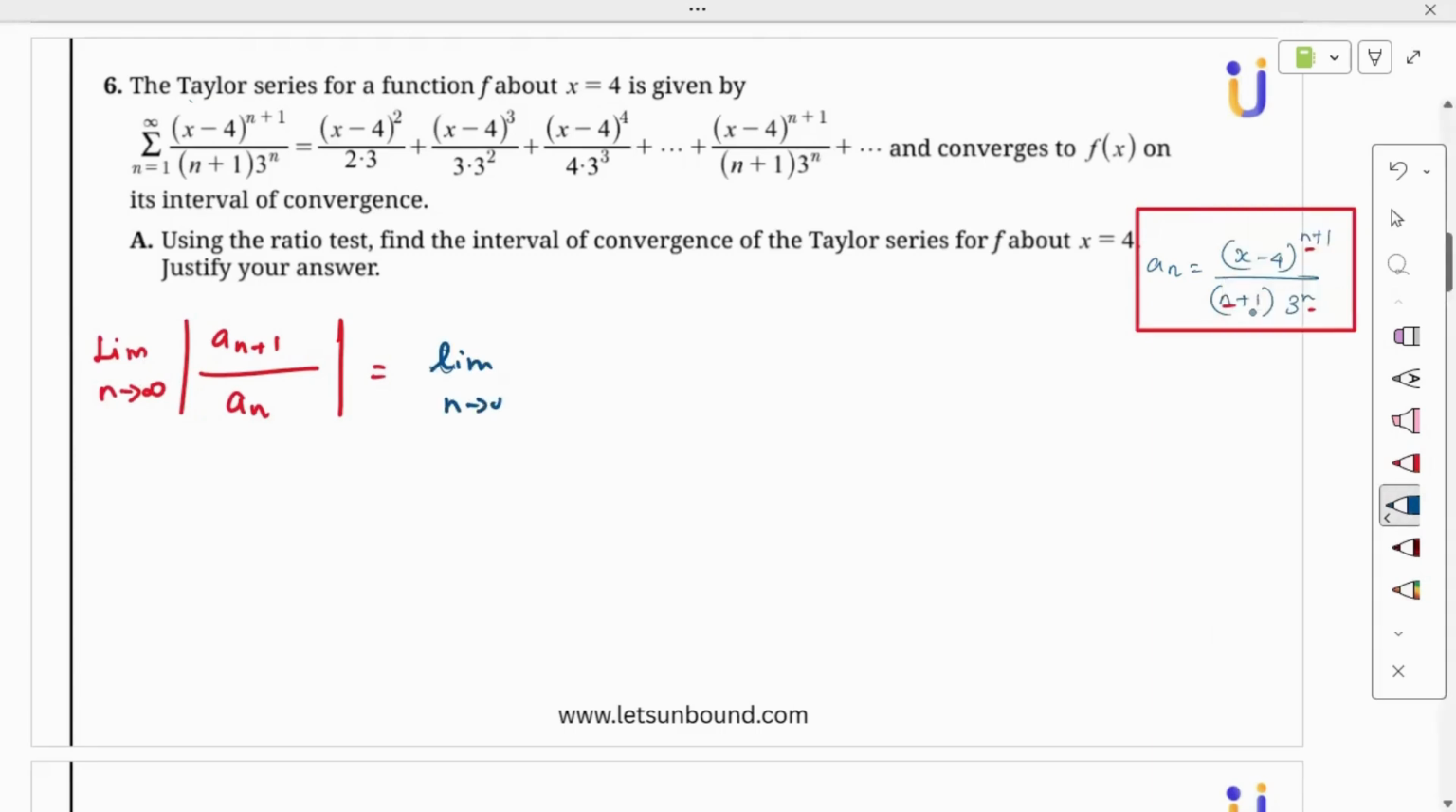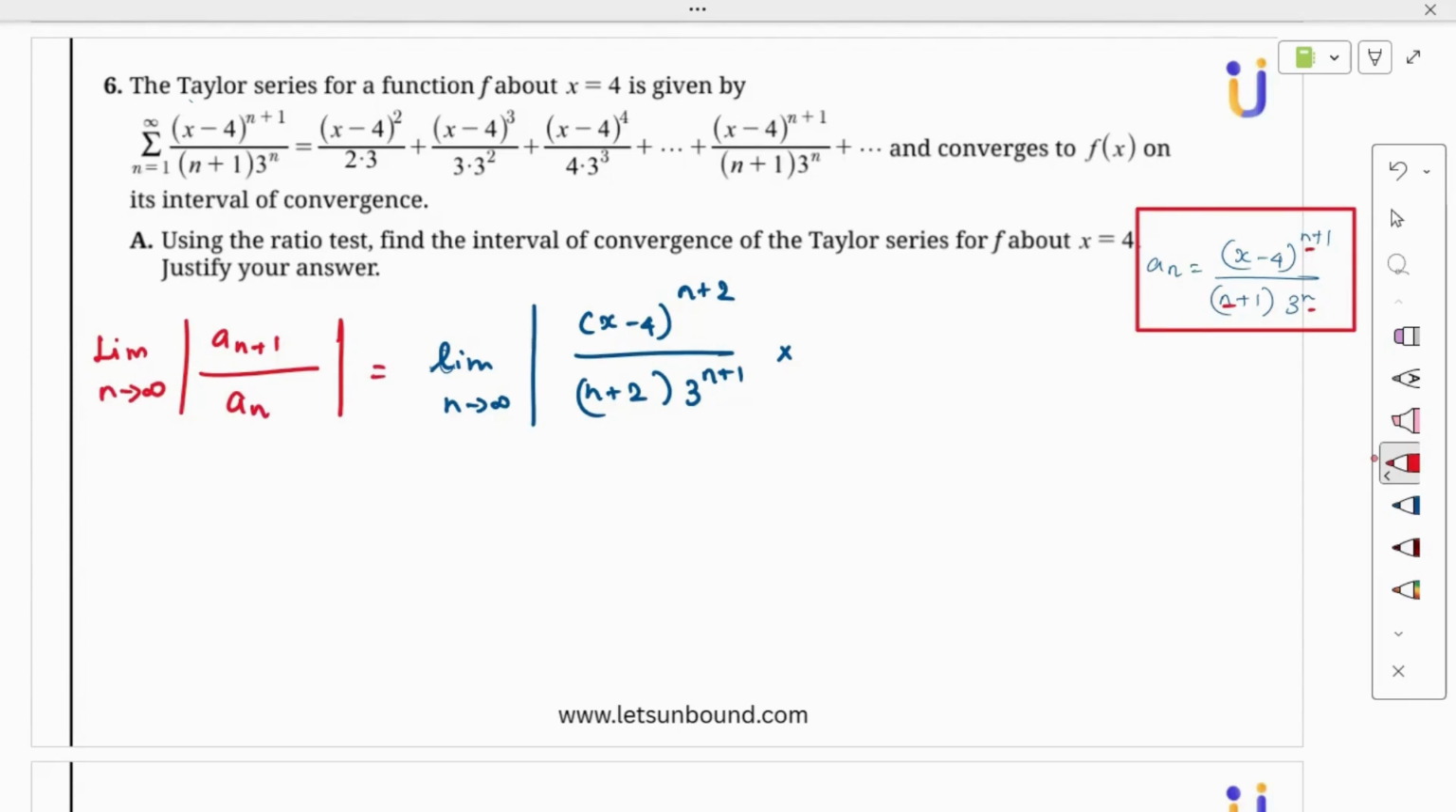as n tends to infinity. a sub n plus 1 will look like (x minus 4) to the power n plus 1, and in terms of n, I will add 1 to n plus 1, which is n plus 2, divided by n plus 2 times 3 to the power n plus 1. We should be careful here. Then divided by a sub n, but I will multiply and write the reciprocal of a sub n.